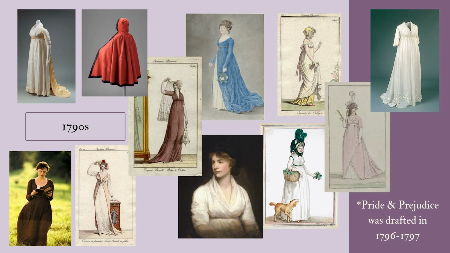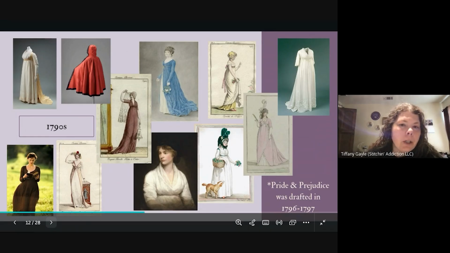And of course, keeping in mind that Pride and Prejudice was drafted in 1796 and 1797. So this is what Austen would have been wearing around that time when she was drafting Pride and Prejudice. As you can see, I also had to throw in one image of Elizabeth Bennet from the 2005 Pride and Prejudice version, which is my favorite production of her work. And so one of my dresses was heavily inspired by that.